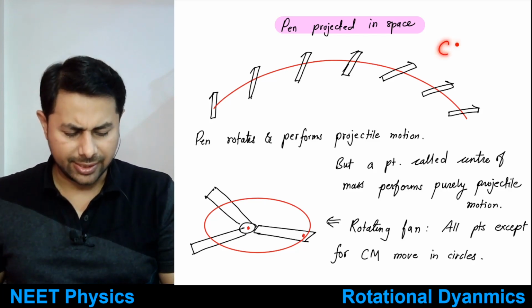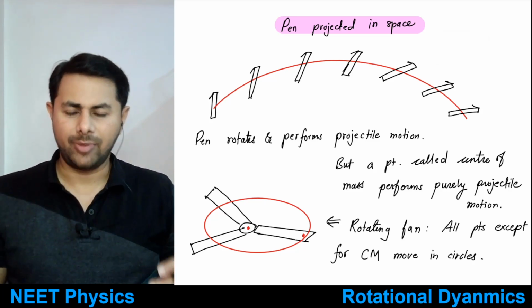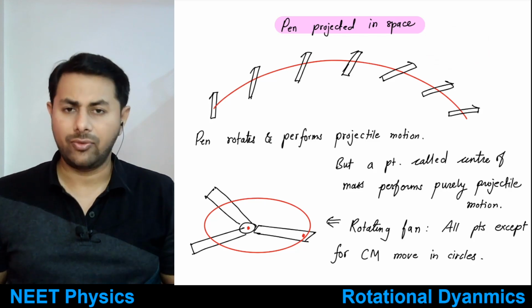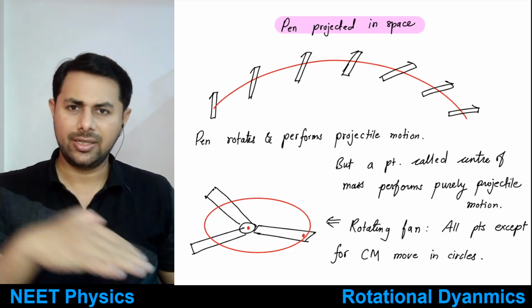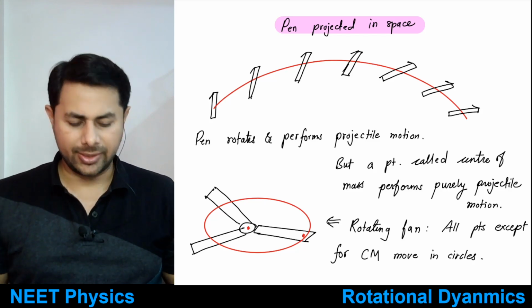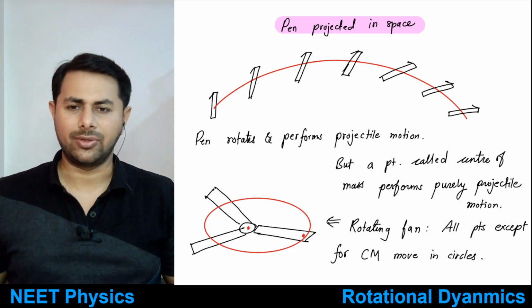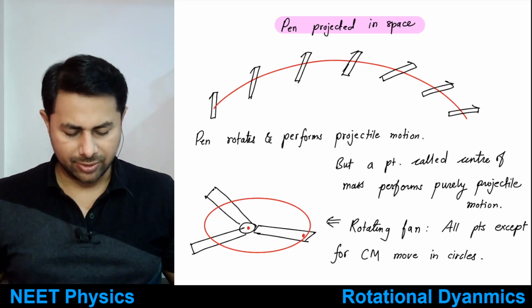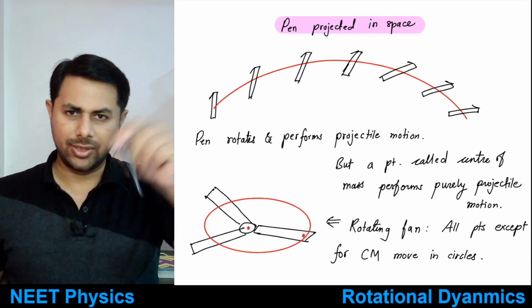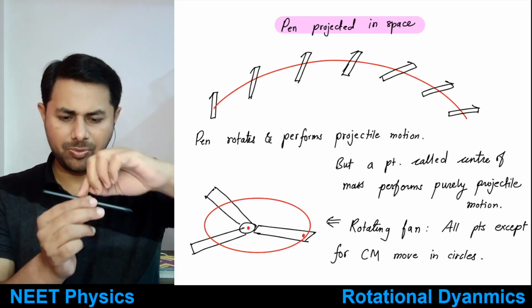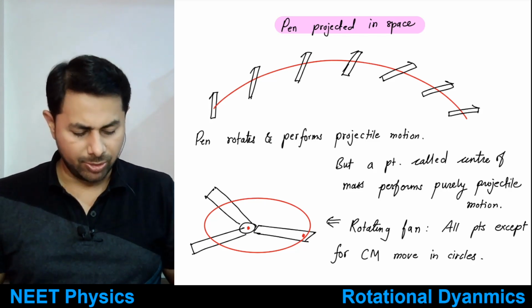That is known as center of mass. So we can say that there is a point of the body where the whole mass of the body is concentrated, and then if we are studying the effect of external force, then we have to study the motion of that point only. That point is known as center of mass. So when the pen is thrown in space, which point moves in projectile motion? Only the center of mass will move in projectile motion.